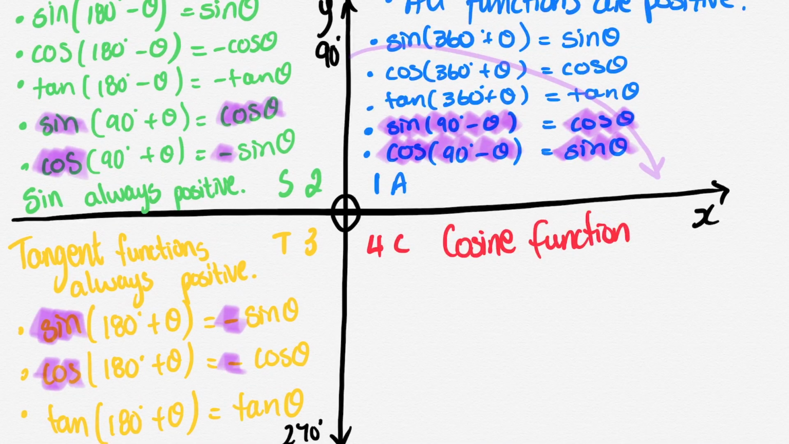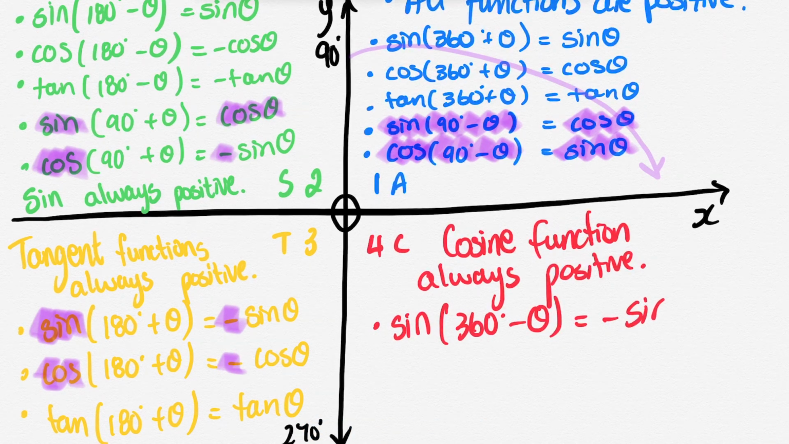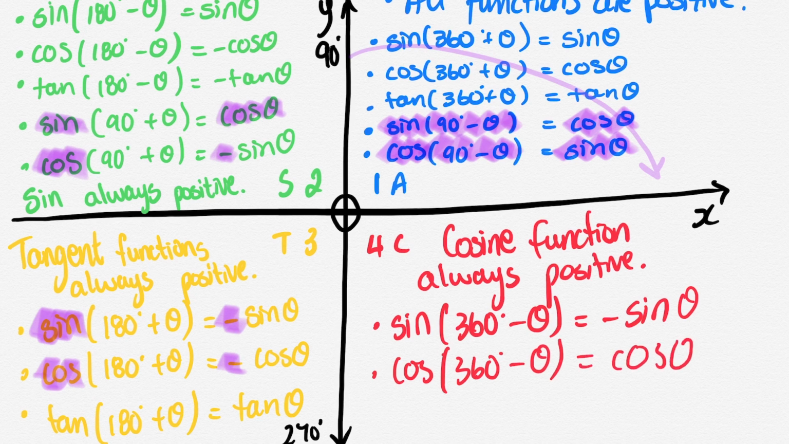Now let's move to the fourth quadrant, where the cosine function is always going to be positive. The other two, being sine and tan, are always negative in the fourth quadrant. Okay, so let's start with it. We've got sine of 360 degrees minus theta, meaning it's going from the x-axis downwards, stopping before 270 degrees. Sine is negative, so we put negative sine theta there. Cos of 360 minus theta is a positive cos theta. It's always good to remember this.